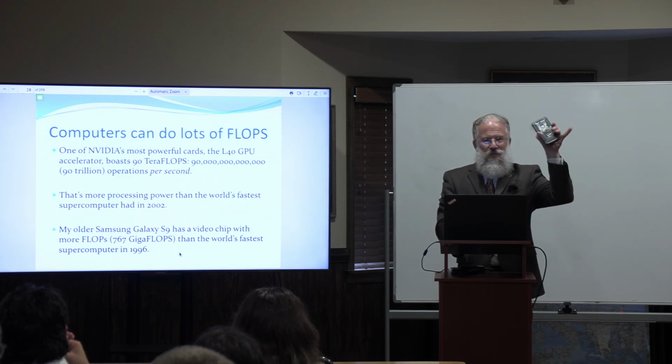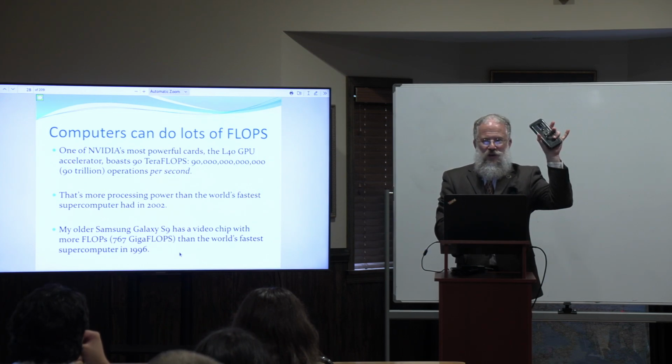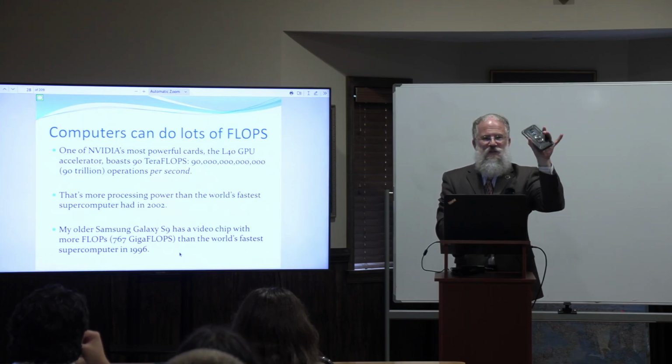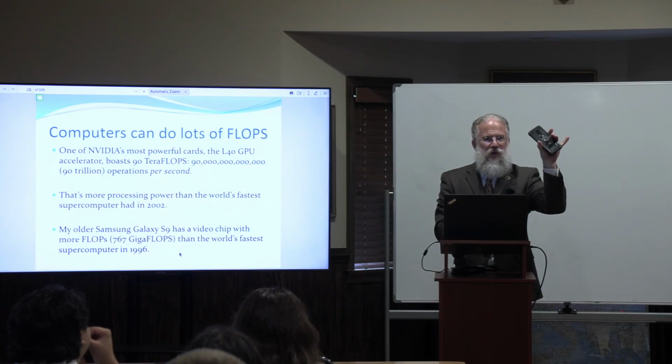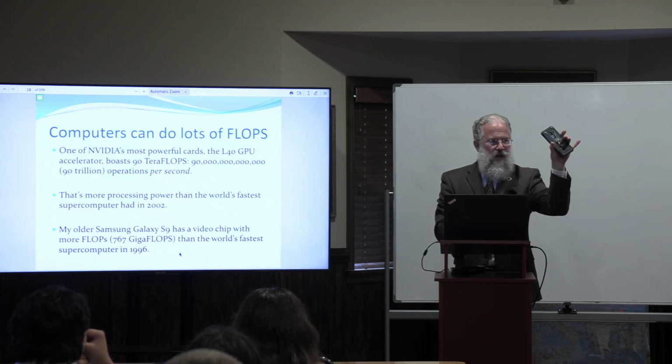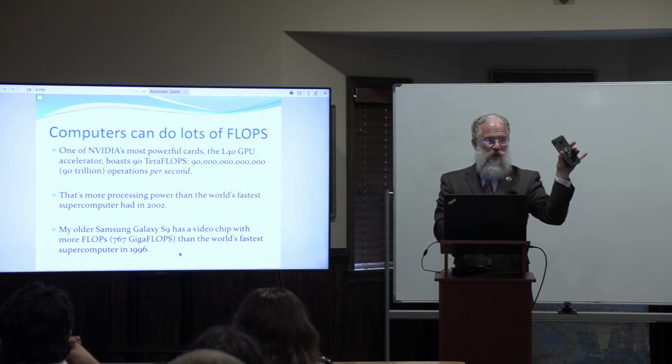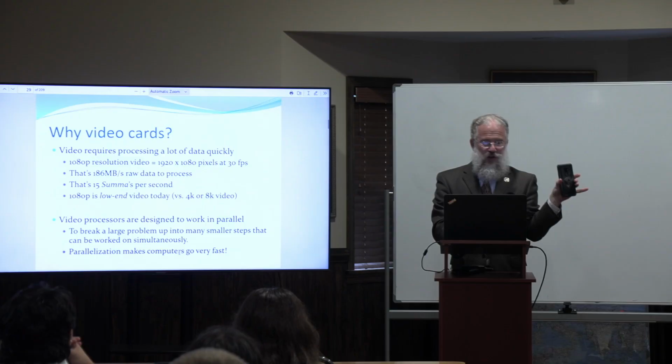The relatively weak video chip on this Samsung phone has 767 gigaflops of processing power. This is more than the world's fastest supercomputer had in 1996. And I keep it in my pocket and it's old. So there's a lot of processing power in contemporary computing.